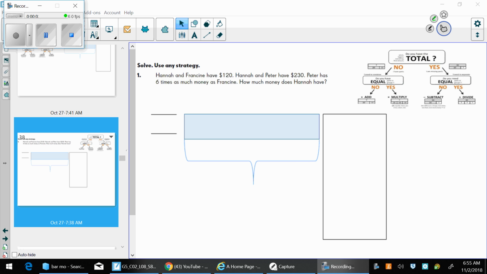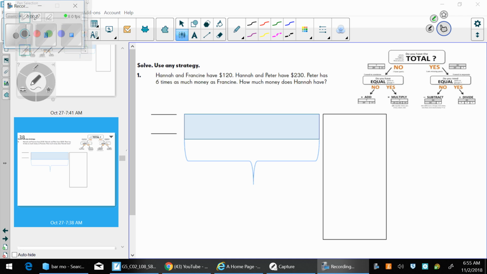This is chapter 2, lesson 8, number 1 from the workbook. Hannah and Francine have $120. Hannah and Peter have $230. Peter has 6 times as much as Francine. How much money does Hannah have?